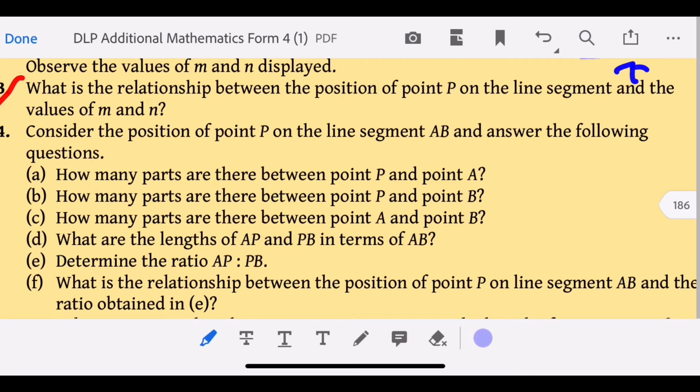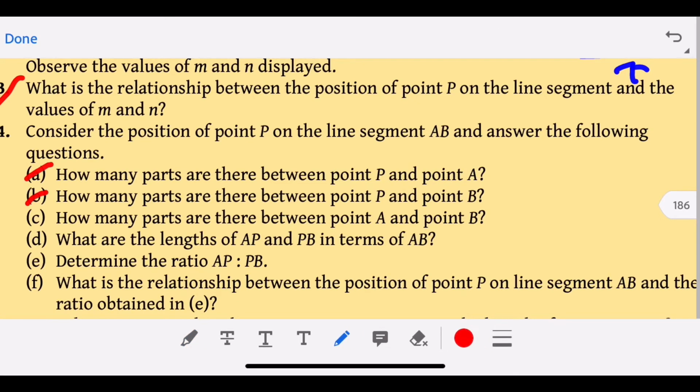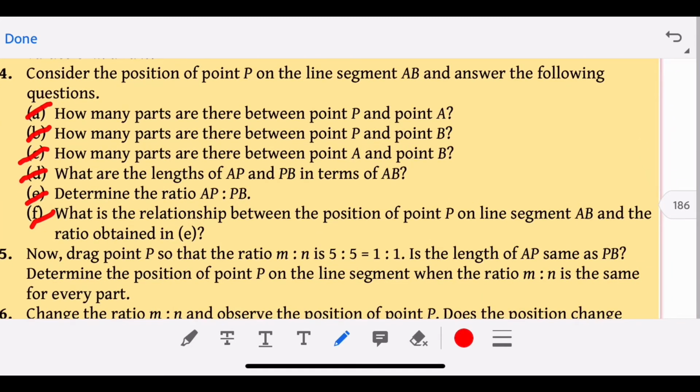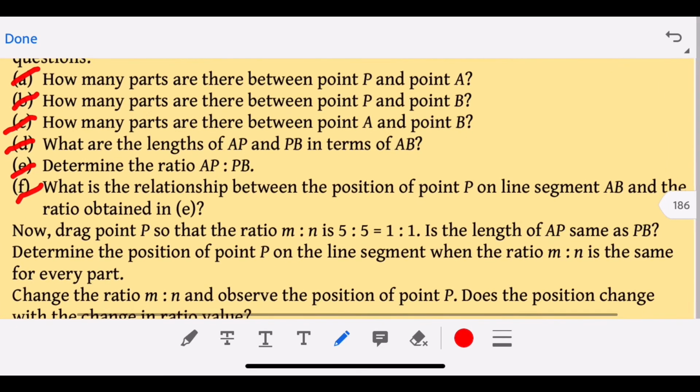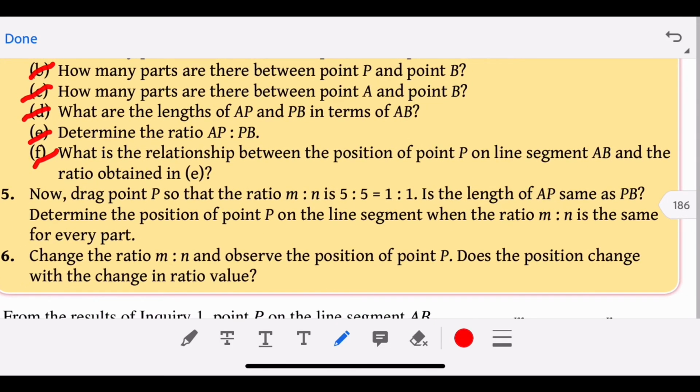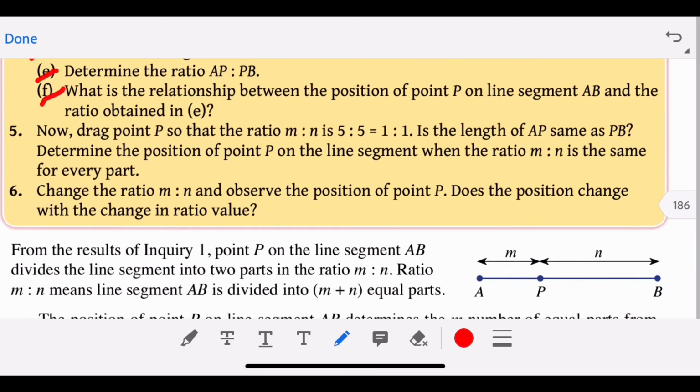Okay, now let's see the next one. What is the relationship between the position of point P on the line segment and the values of m and n? Consider the position of point P on the line segment AB and answer the following questions. How many parts are there between point P and point A? How many parts are there between point A and point B? What are the lengths of AP and PB in terms of AB? Determine the ratio of AP to PB, and what is the relationship between the position of point P and the line segment.